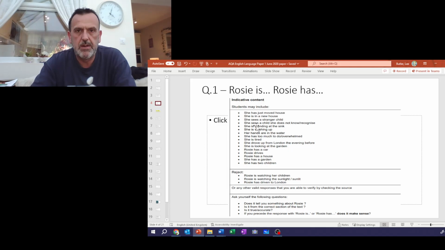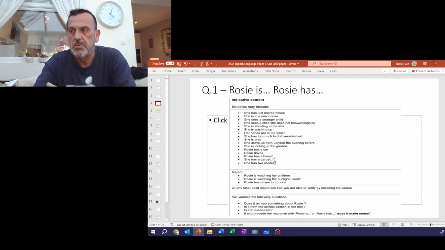Right, question 1, and very straightforward. Again, I'm going to leave it for you to pause as you see fit, because I don't really want to read a lot. As long as you say Rosie is or Rosie has, you should be fine. There's 3 things there that would be rejected, but you've got a whole list of bullet points. There is no excuse not to get 4 marks.